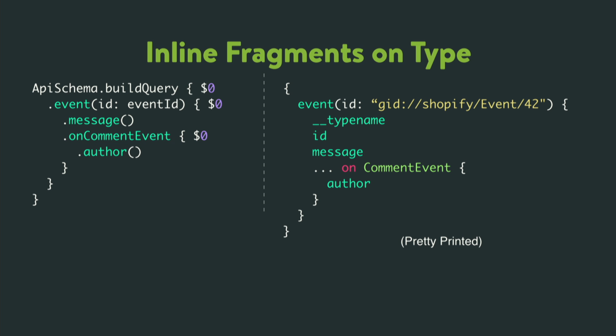We do use fragments, inline fragments, in order to specify what fields we want on a specific object type when we're dealing with an interface. In this case, event is an interface, and type name is automatically queried on that, which we'll use in the response classes. We also automatically query ID, which you'll see that we use in the data consistency layer.